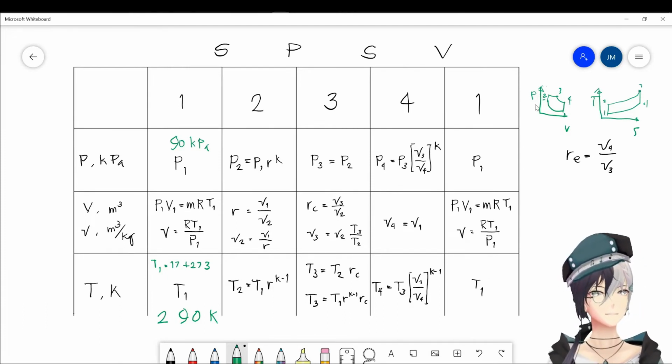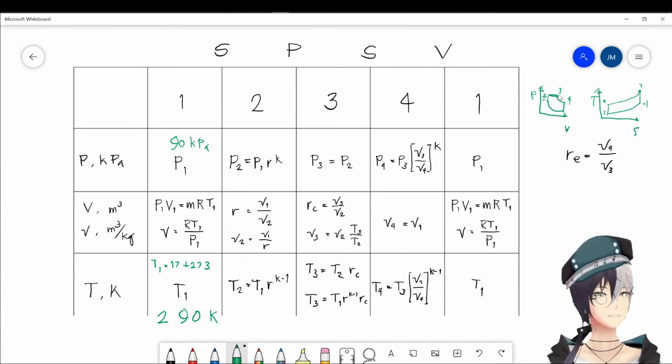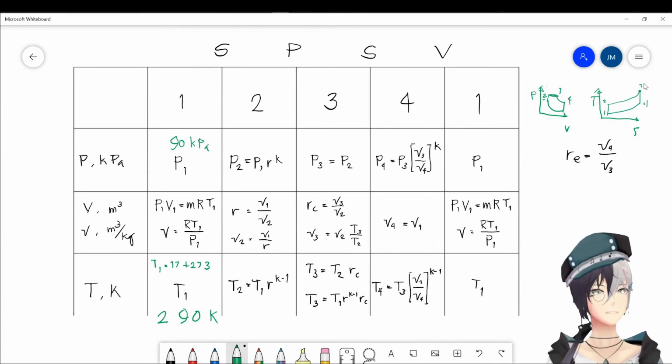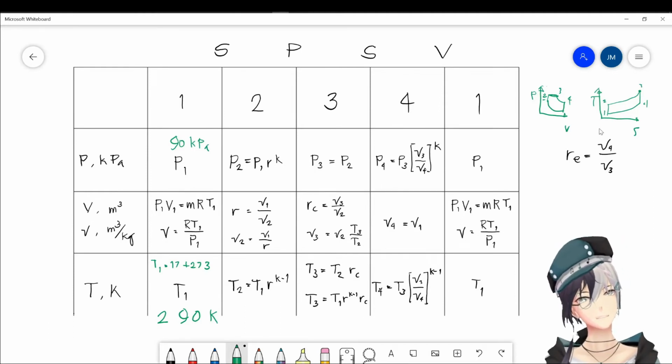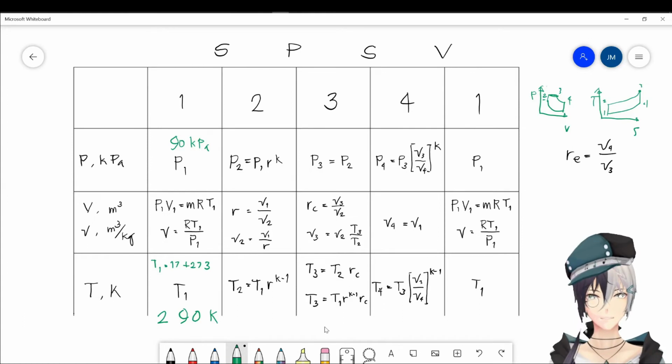It is where the highest temperature occurs. The highest pressure from the PV diagram is from here, 2 and 3. So pressure 2 is equivalent to pressure 3. This is a horizontal line, then vertical line. So this is at state 3, meaning what is being asked is temperature 3.